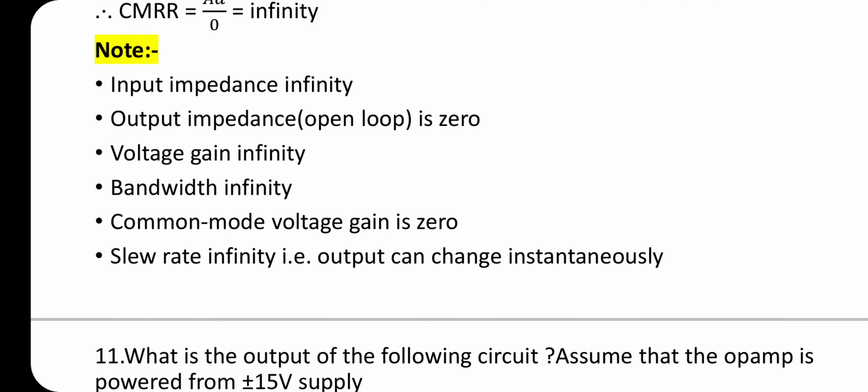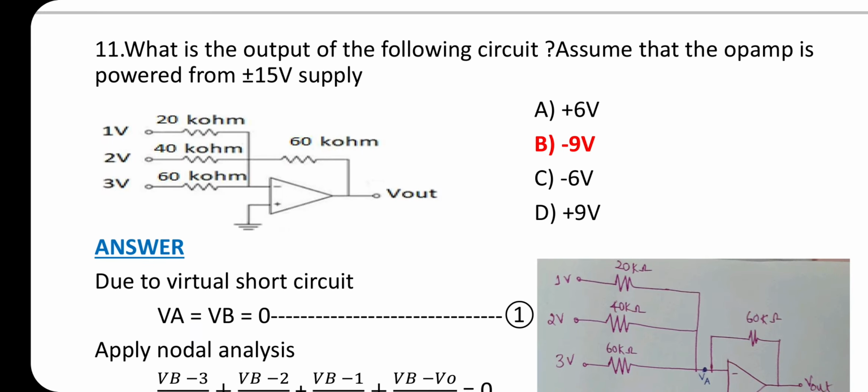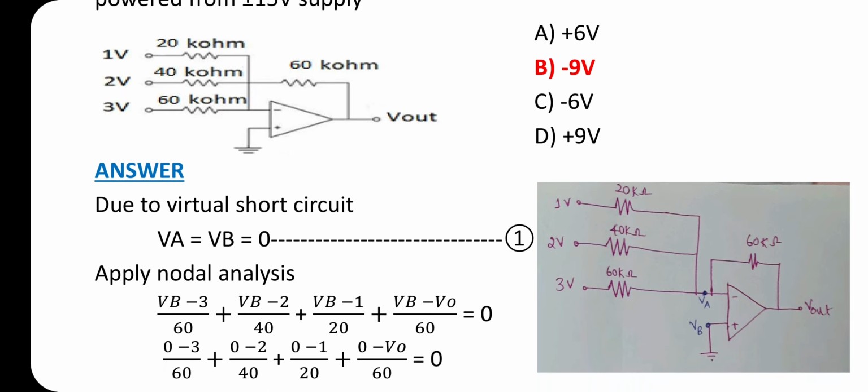Note: input impedance of an op-amp should be infinity, output impedance is 0, voltage gain is infinity, bandwidth is infinity, common mode voltage gain is 0, slew rate infinity, that is output can change instantaneously. Question number 11. What is the output of the following circuit? Assume that the op-amp is powered from plus or minus 15 volt supply. Answer is option B, minus 9 volt.